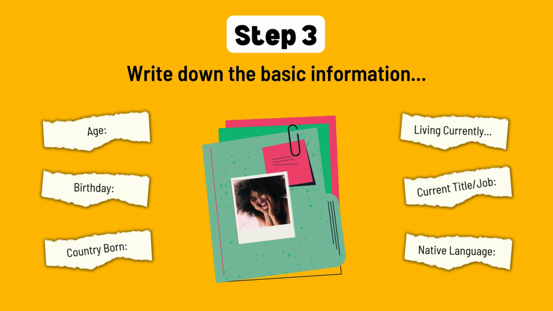Step 3. Write down the basic information. The basic information of a character could include their age, birthday, where they were born, where they live now, their current occupation or job, and even their native language.